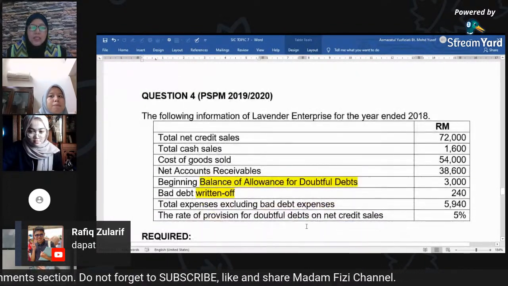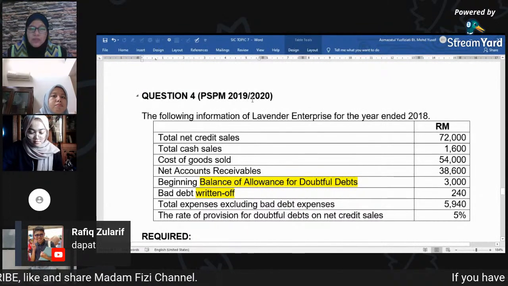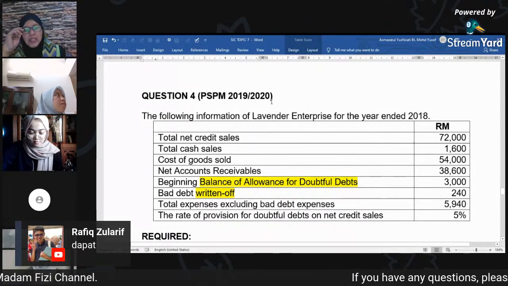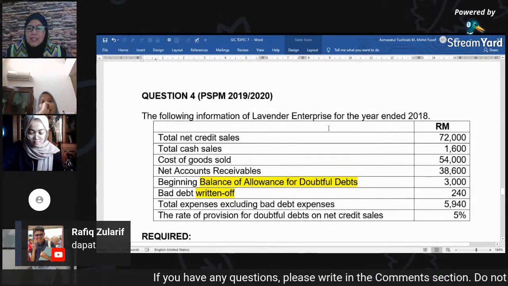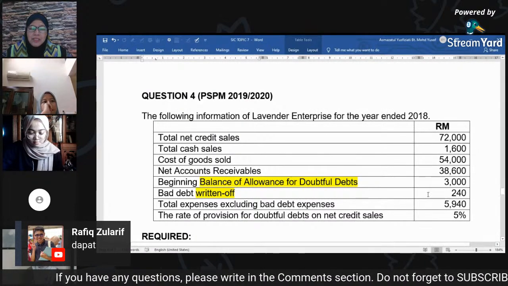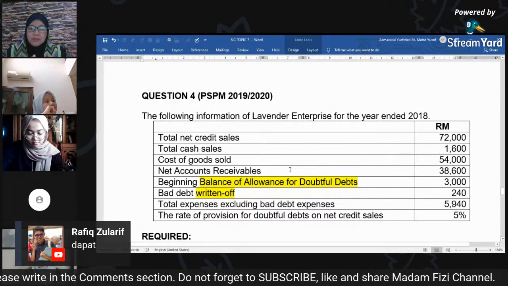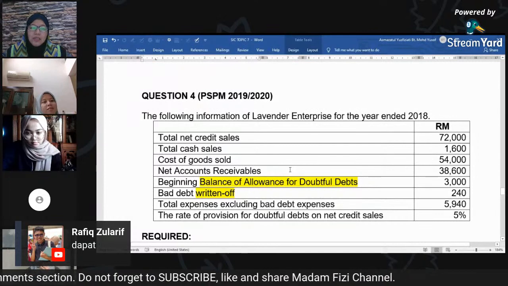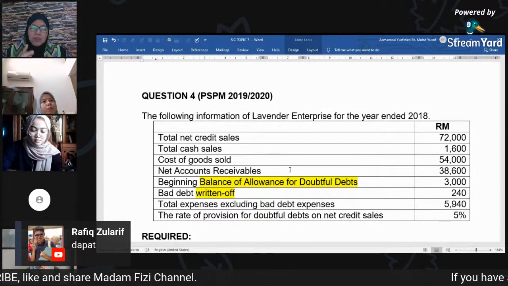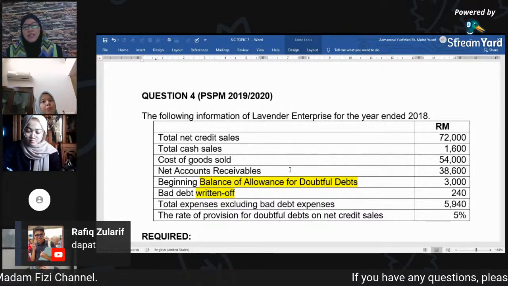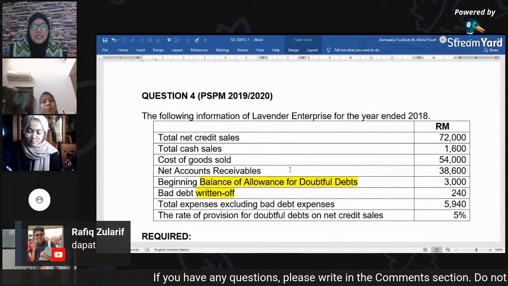Okay, question 4. That is PSPM 2019-2020. Okay, this is the question. Last year, the PKP. During this time, the PKP. So, this question actually exists but your seniors did not do it, because at that time PSPM was cancelled because of the PKP. Okay, so this is the question. Okay, so we look at this question.